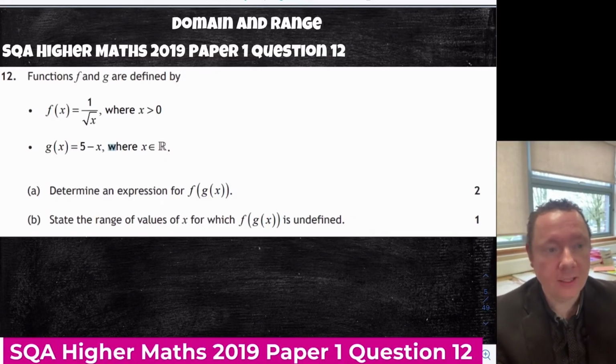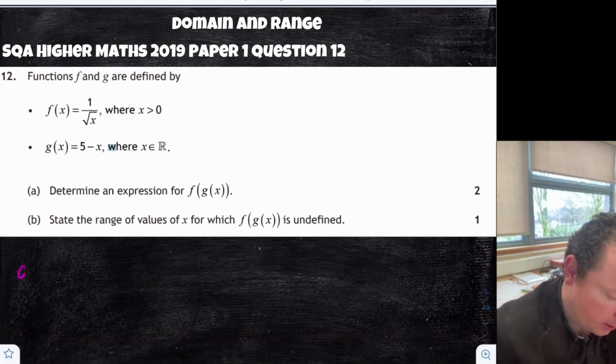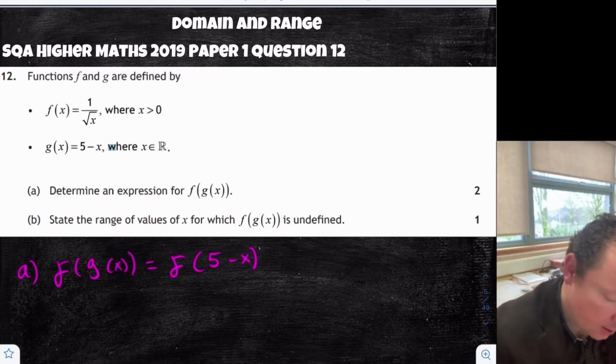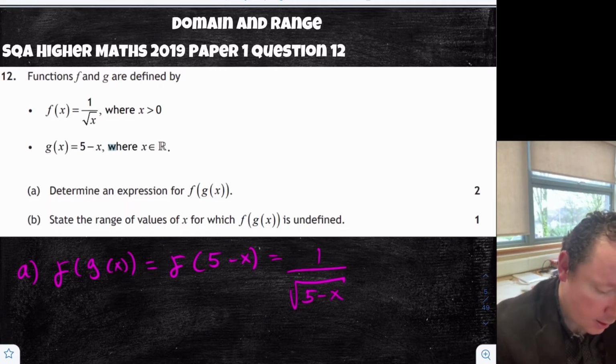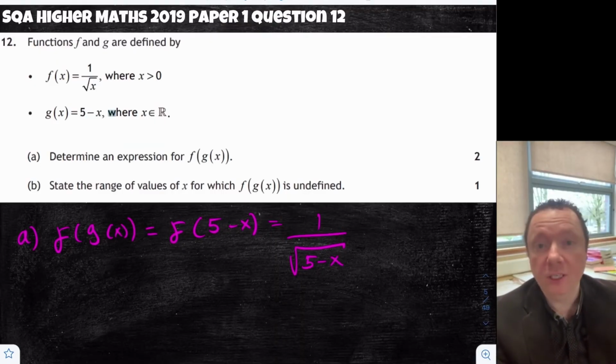Two functions are defined as f and g. You have to determine f of g of x. So let's do this. Question A, f of g of x. Well, that equals f of, well, g of x is 5 minus x. So I'm substituting 5 minus x every time I see an x in f of x. So that is 1 over the square root of 5 minus x. And we're done there.